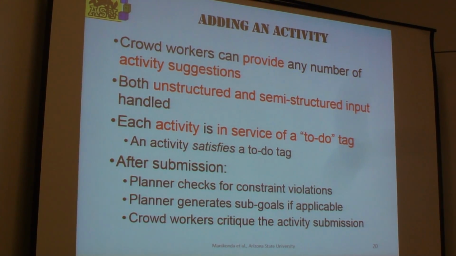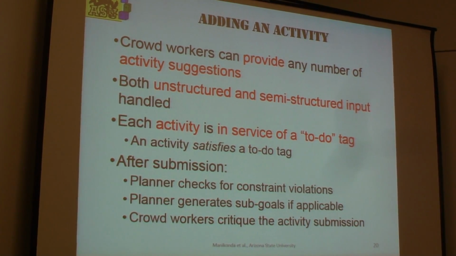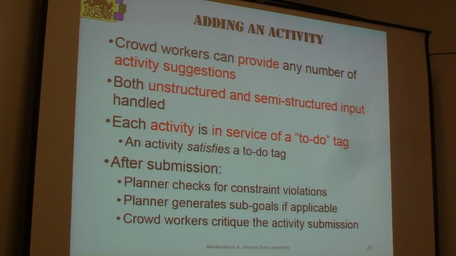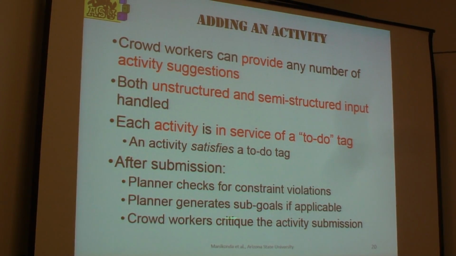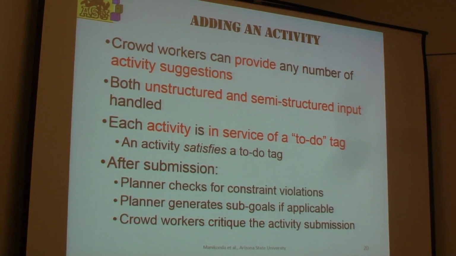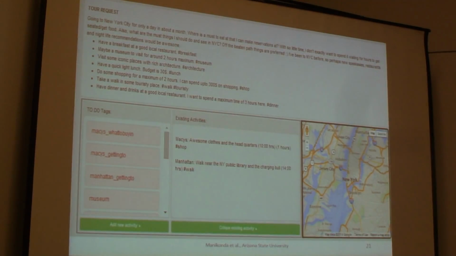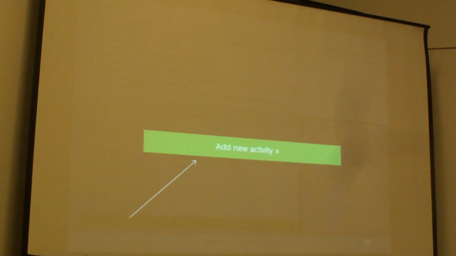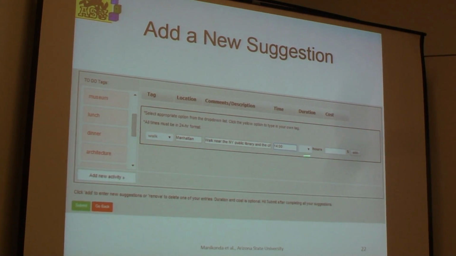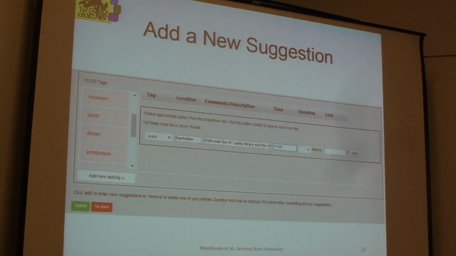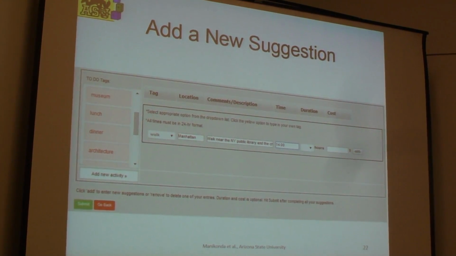So adding in activities, like I said, crowd workers can provide any number of activity suggestions, and all activities are in service of a to-do tag, okay? So they satisfy a to-do tag, maybe #shop, #visit, #restaurant, and so on. And after the submission, the planner actually checks for constraint violations, and it generates some sub-goals if they're applicable, and then the process continues. So it's an iterative process essentially. And this is the interface to add a new activity. The crowd worker clicks a button, and then they have some fields where they can enter these things. They can choose to enter as many of these as possible. None of these are required fields really, because again, like I said, it's an iterative process. We're hoping that other workers who come after them will improve on the process.